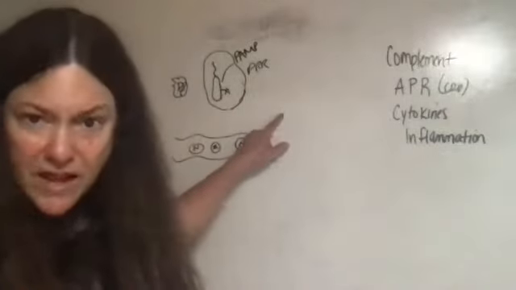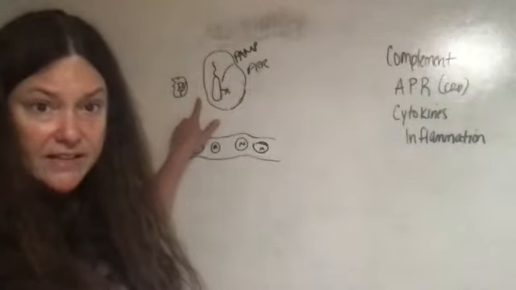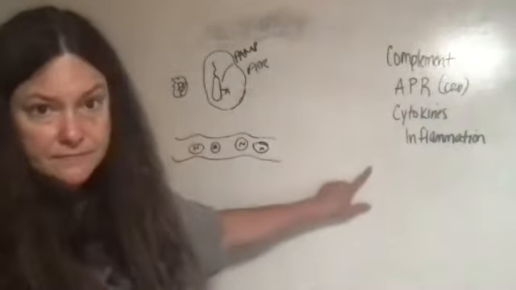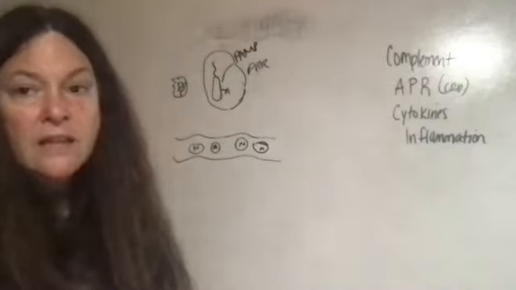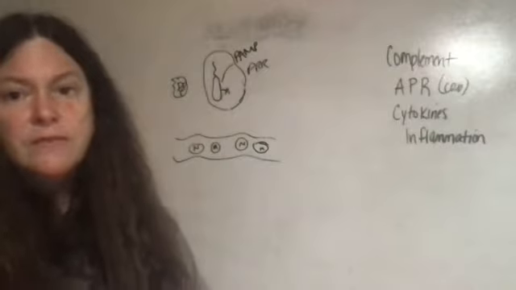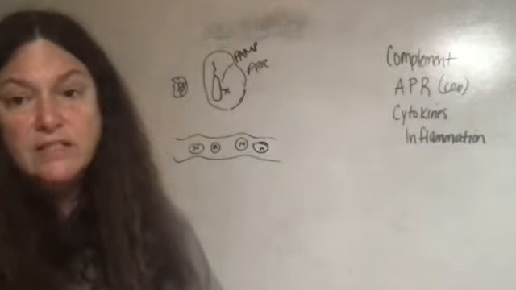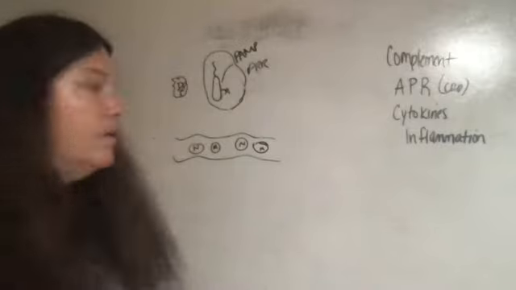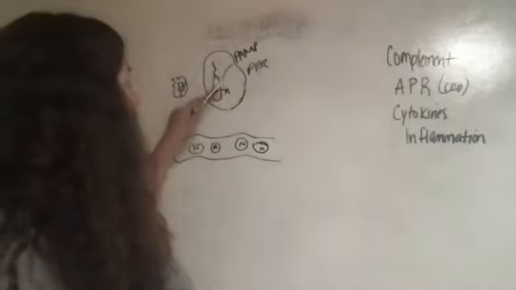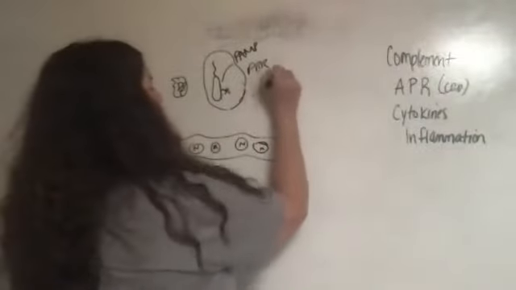What else does it do after it engulfs this bacteria? It releases cytokines. Remember, T helper cells are not the only ones that release cytokines. Every kind of cell in your body releases at least one kind. So this macrophage now is going to be like, help. It's going to release the cytokines.